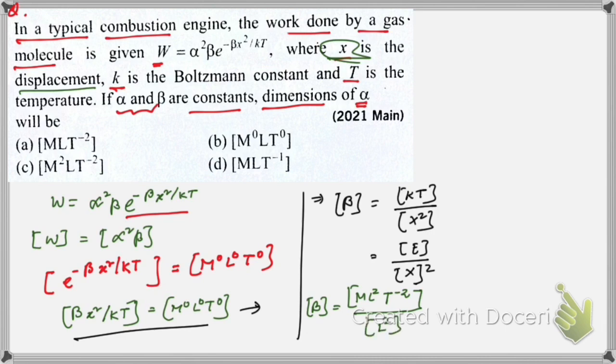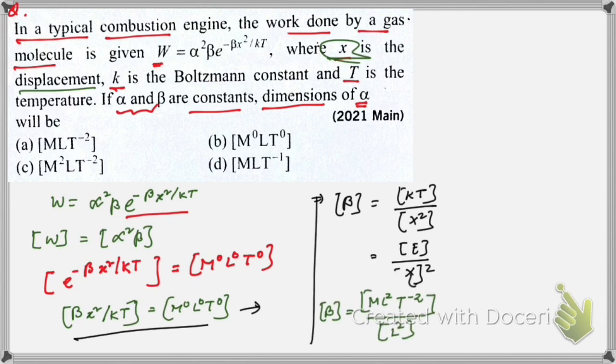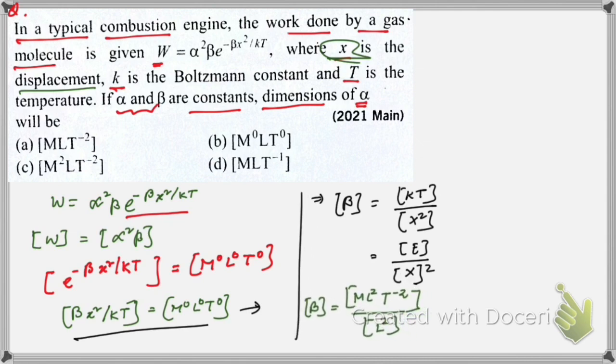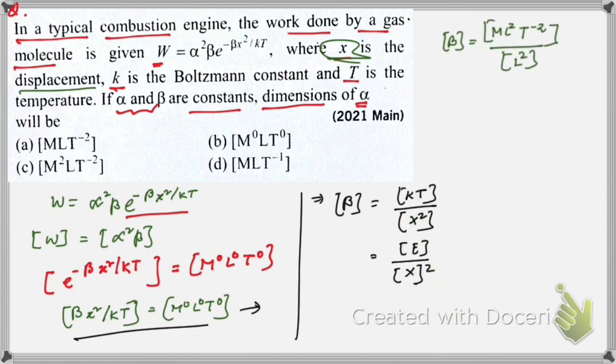And if you simplify this, so you should get, let me copy this one, just wait. Okay, just let me write here. So the dimension of beta must be M L to the power 0, that's L square gone, T to the power minus 2. That's what we have got, right? This is the dimension of beta.